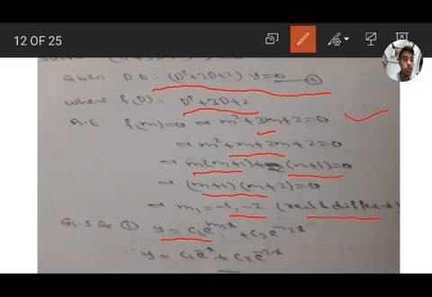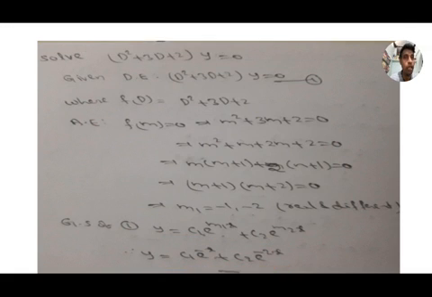Therefore the general solution is y equal to c1 into e to the power of m1x plus c2 into e to the power of m2x. Therefore m1 equal to minus 1, m2 equal to minus 2. So y equal to c1 e to the power of minus x plus c2 e to the power of minus 2x. If you don't get the factors immediately, you use the formula minus b plus or minus square root of b square minus 4ac by 2a. That formula also will give the roots. Okay, write down the problem.